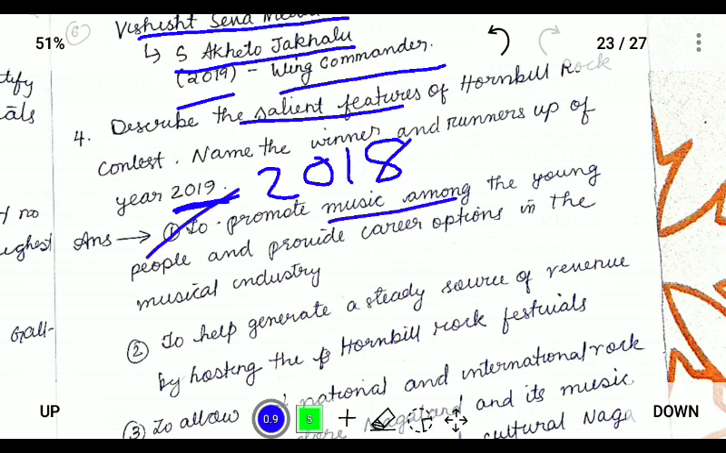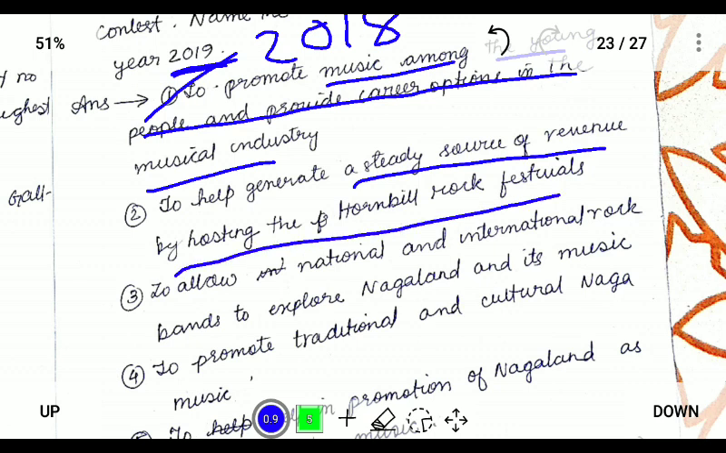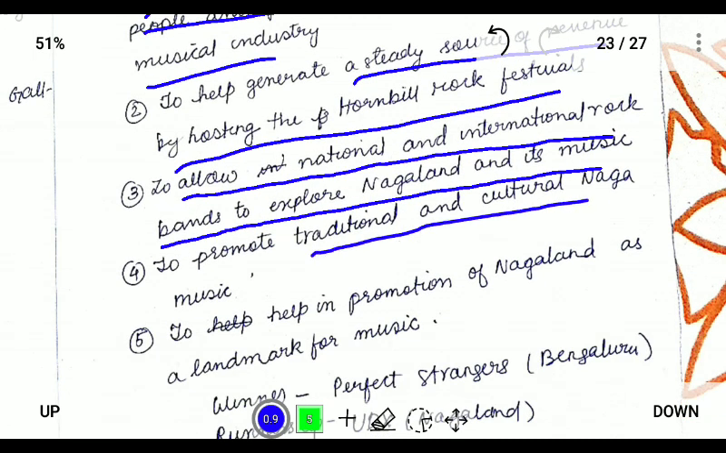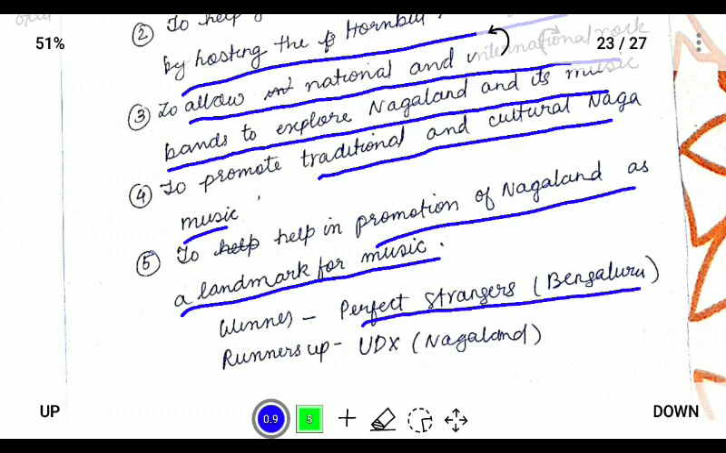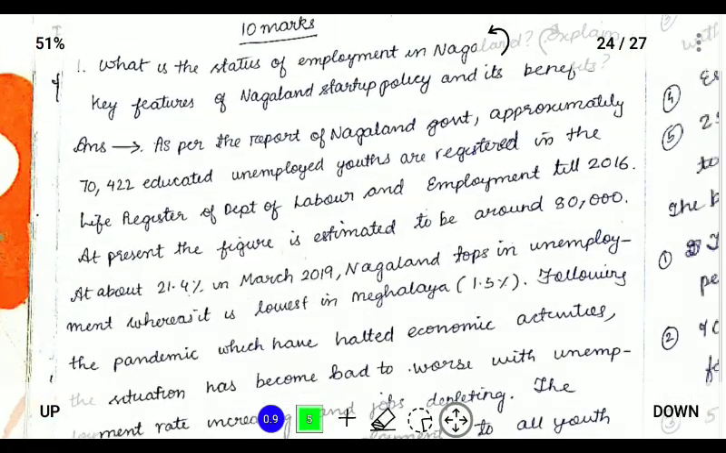This festival is used to promote music among the young people and provide career options in the musical industry, and generate a steady income of revenue by hosting the Hornbill Rock Festival, and to allow national and international rock bands to explore Nagaland and its music, and also to provide a platform to promote traditional and cultural Naga music, and lastly, to help in the promotion of Nagaland as a landmark for music, as the land of music. And the winner was Perfect Strangers, which was from Bengaluru, and the runners-up was UDX, that is Under the Cross, from Nagaland.